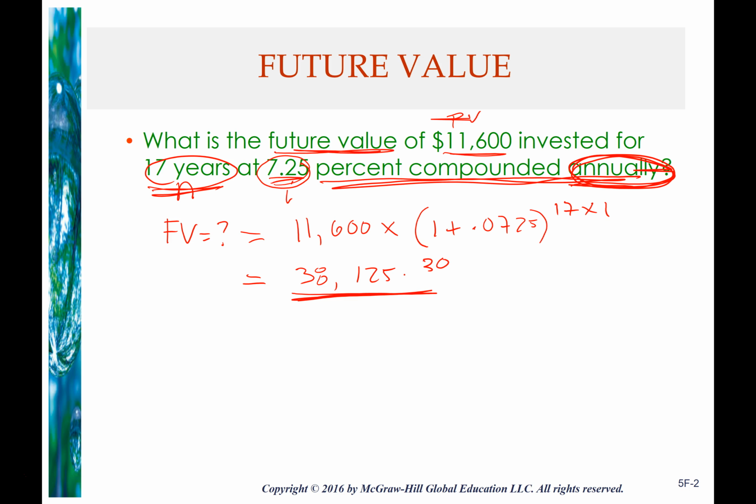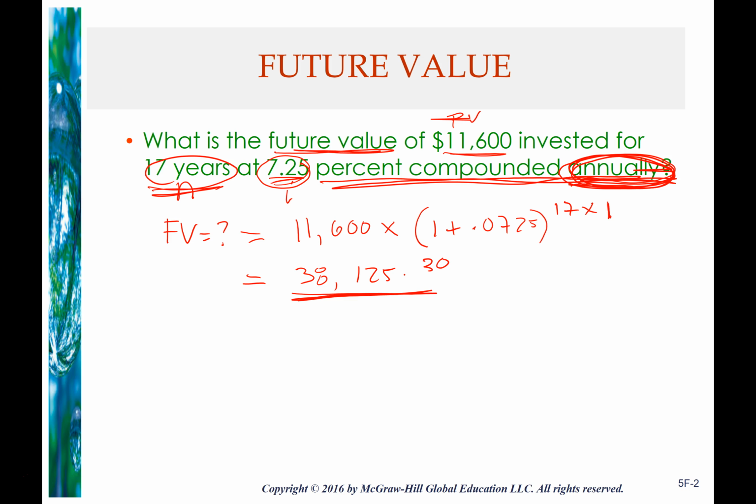Now, if the example had said that you're getting paid semi-annually, it would be 17 times 2. If the example had said you're getting paid quarterly, it would be 17 times 4. So be very mindful of the indicators of that compounding factor. Here you're getting paid annually, therefore it's 17 times 1.